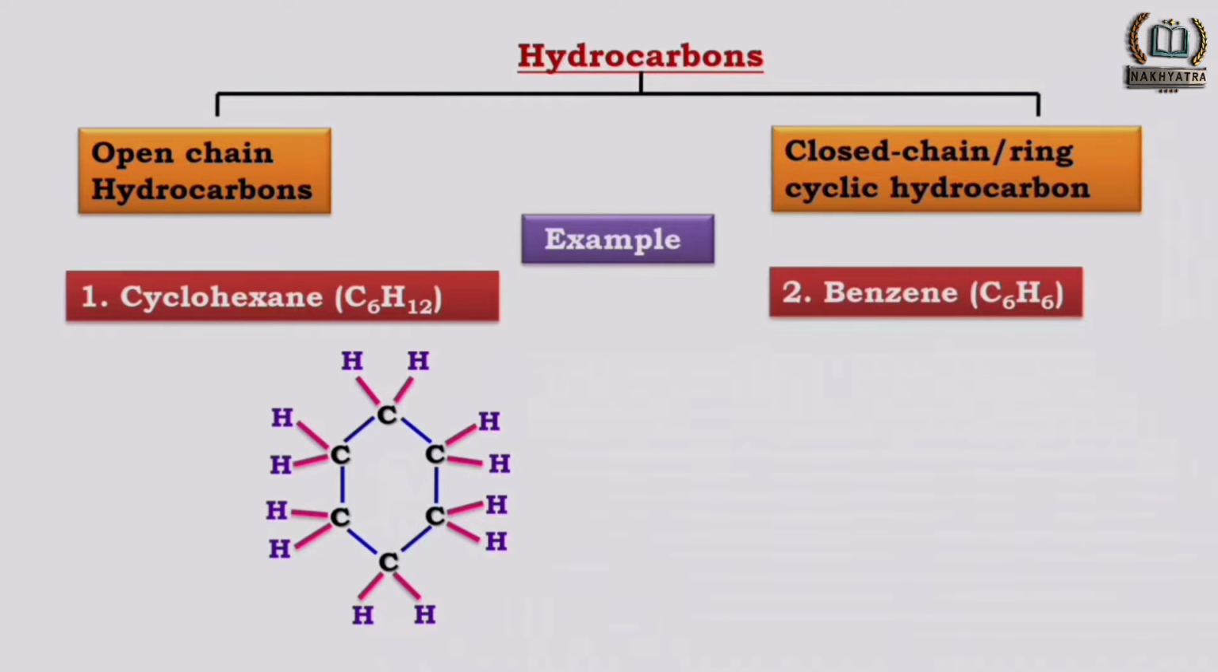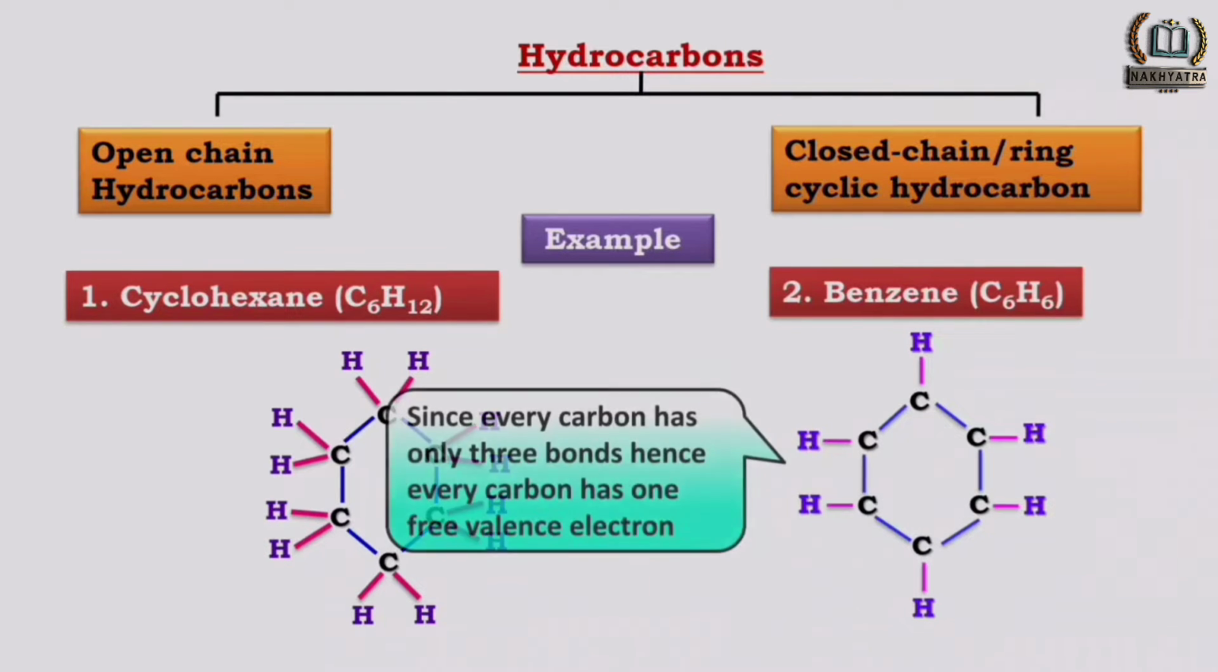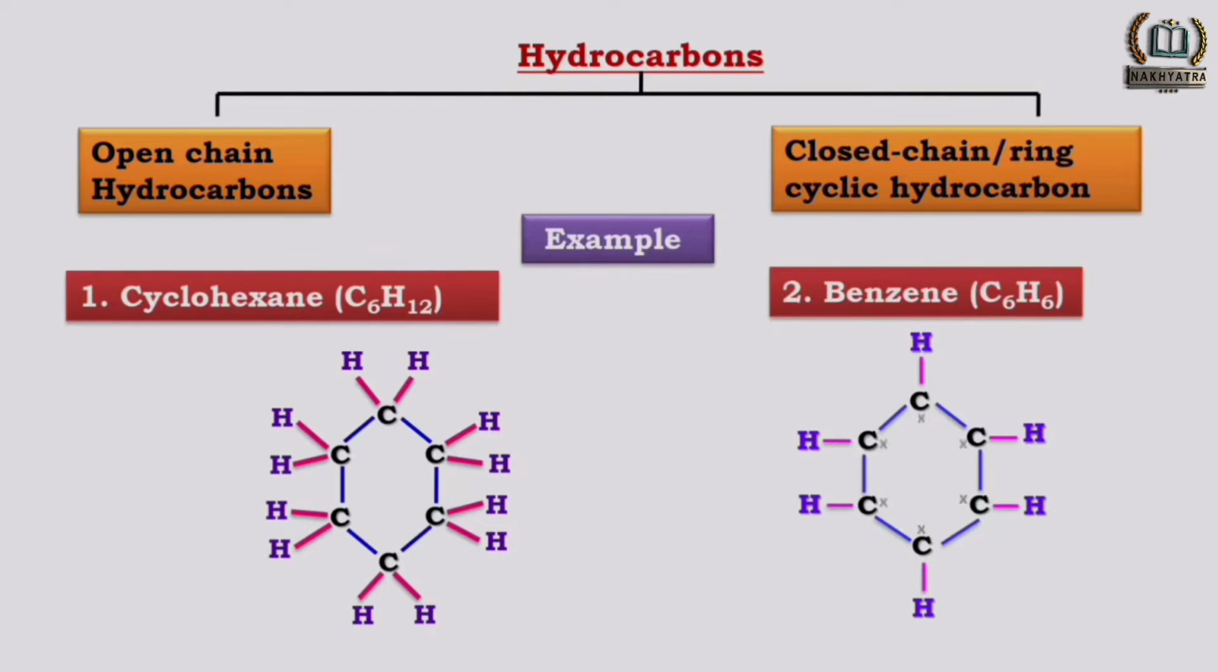Alright, now next see the second example, benzene. So benzene has chemical formula C6H6. See the structure of benzene. Since every carbon has only 3 bonds, hence every carbon has one free valence electron. So here X represents the valence electrons. Is that clear?